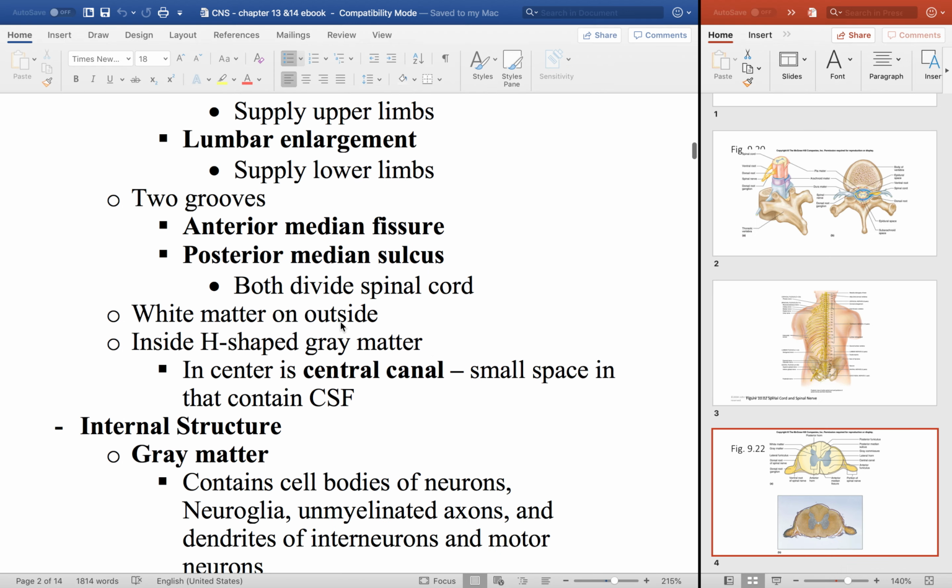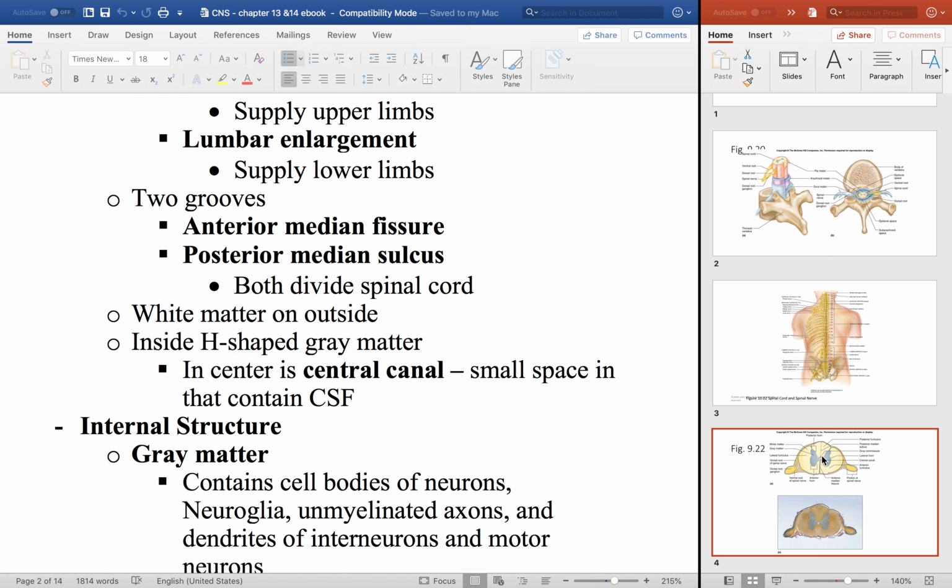Okay, so if you remember when we just looked at that, white matter is on the outside. Remember we talked about that last chapter, and then on the inside it looks like a butterfly shape, or an H, and that's the gray matter. In the very center of that is a central canal, and it's a small space that contains cerebrospinal fluid.